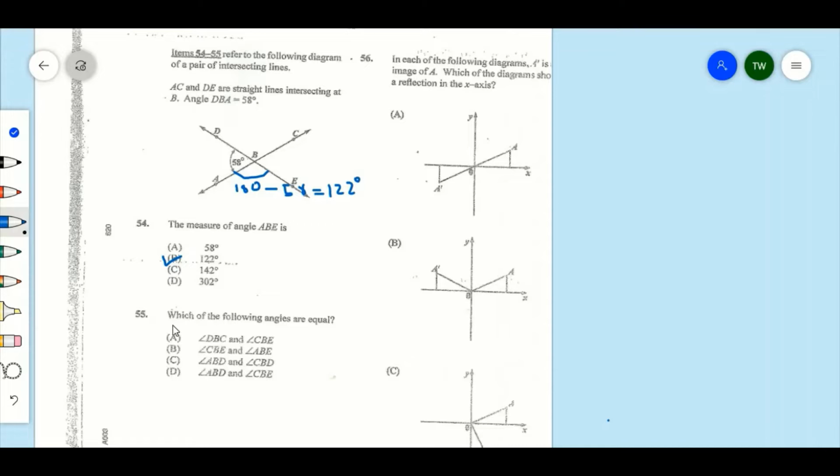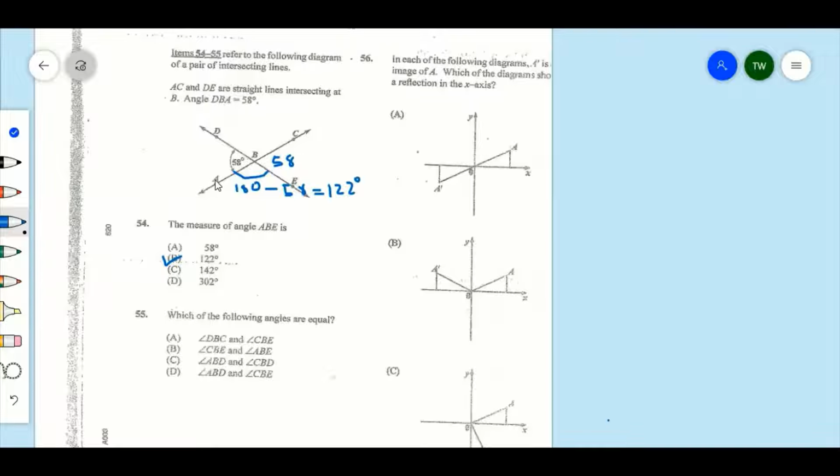Item 55. Which of the following angles are equal? Now here from the diagram we can see that angle DBA is going to equal angle CBE because they are vertically opposite, so this angle is going to be 58 as well.